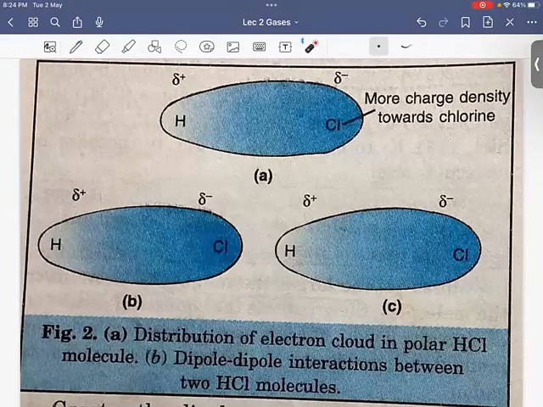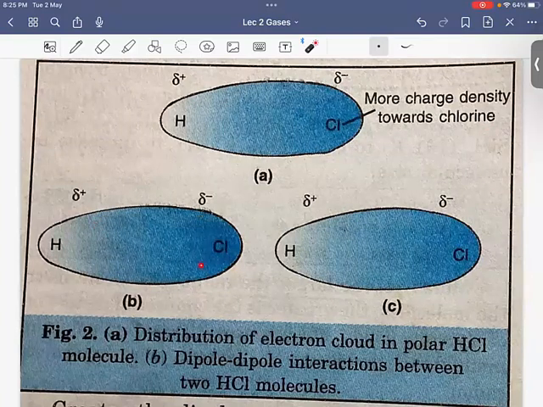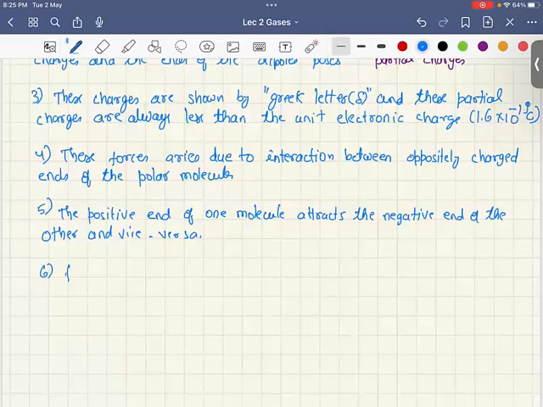Here we see the dipole-dipole interaction. This figure shows the dipole-dipole interaction between hydrogen chloride molecules. This is a hydrogen chloride molecule. This is a delta positive charge, and this is a delta negative charge, with more charge density towards the chlorine. When this molecule interacts with another molecule, the negatively charged end attracts the positive charge of hydrogen, and this gives the dipole-dipole interaction between two HCl molecules.